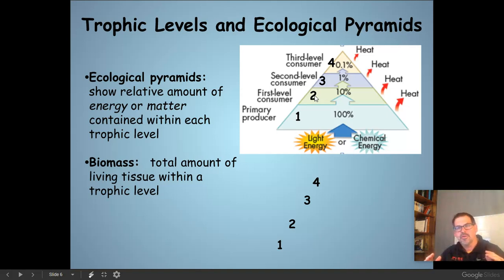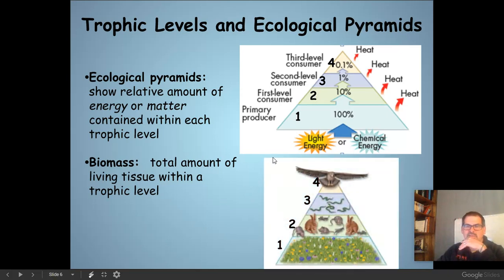The sheer numbers get lower and lower, and the biomass gets lower. So not only do we have less mass going up with each successive level, we have literally fewer numbers, and most importantly, we have less energy. There's less energy at the top than there is at the levels below it.